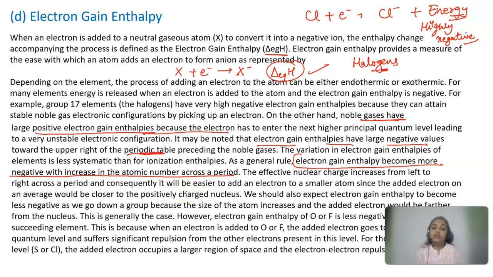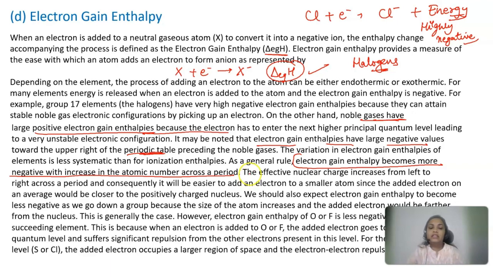Now down the group, the electron gain enthalpy will become less negative because the size of the atom is increasing and the added electron will be farther from the nucleus. So that is why when we are moving down the group, electron gain enthalpy becomes less negative. Less energy would be released. Try to understand.